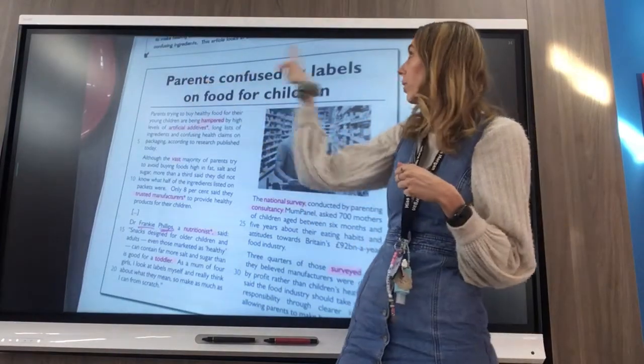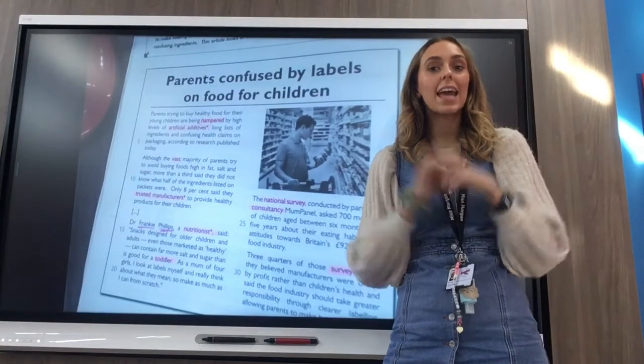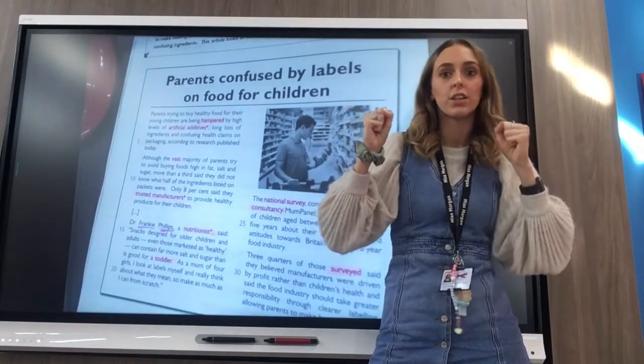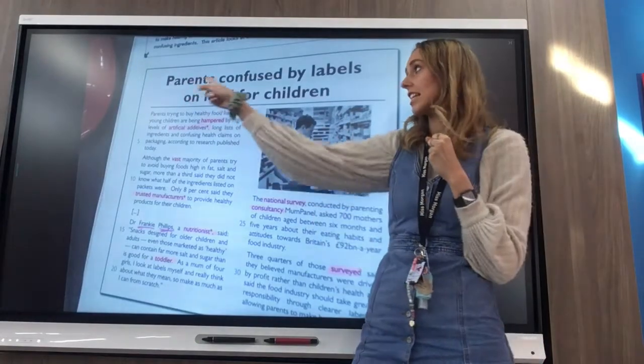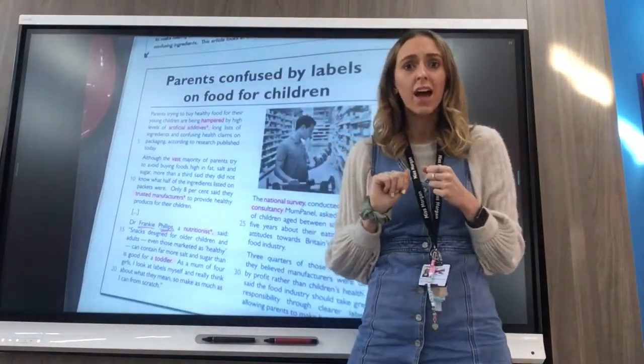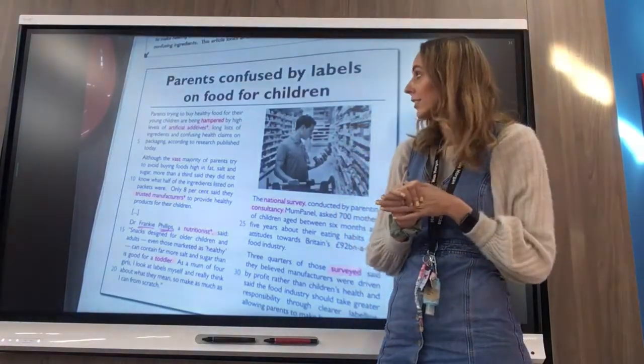And it's also got a big title. And the title does something. It starts with a k. It captures the reader, okay? Because if I read this title, Parents Confused by Labels on Food for Children, I definitely want to read more because I don't know the answer. Okay.